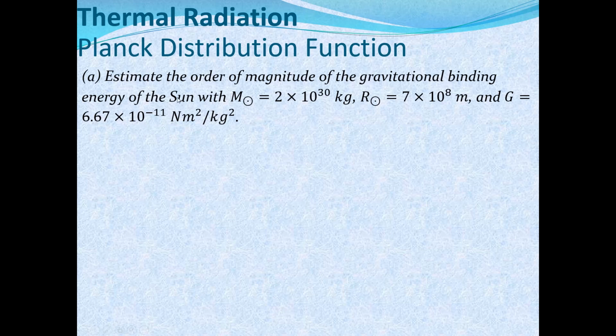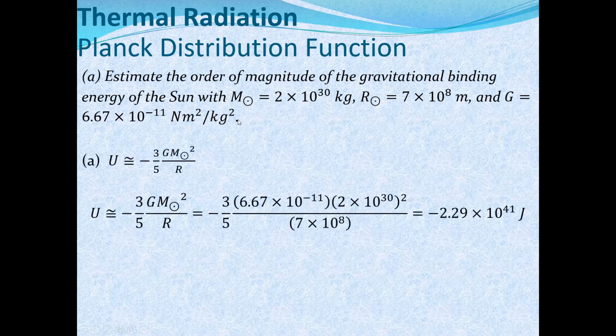All right, so now we're using the values for the sun. They give us a bunch of the numbers, so it's just a standard plug and chug. And we get that the binding energy of the sun is about 2.29 times 10 to the 41 joules. So a decent amount.